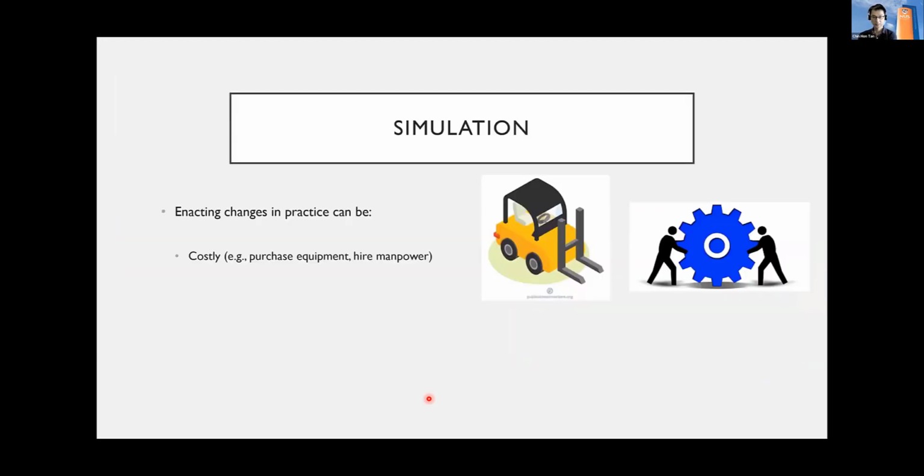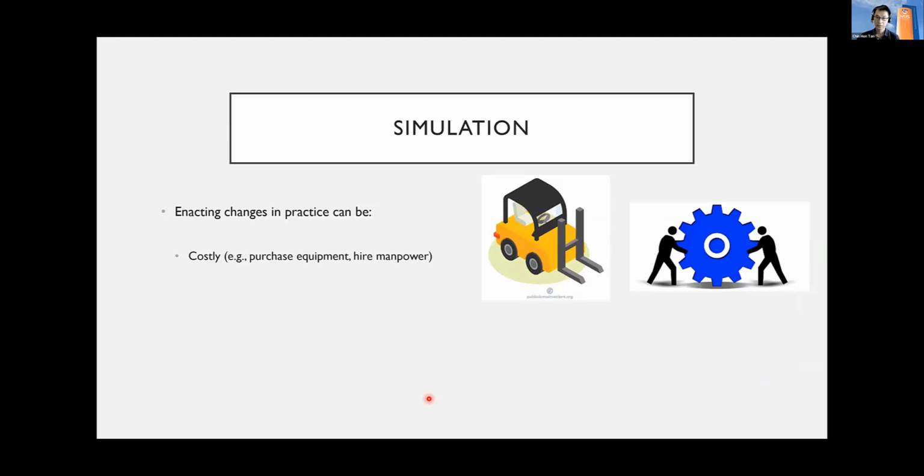Basically, when we want to make changes in practice, it can actually be costly. Back to our previous example, perhaps the management might be thinking that we might not have enough AGVs, and so we need to purchase more of these AGVs. But purchasing AGVs, or any type of equipment, for example an automated material handling system, is going to be a very expensive investment.